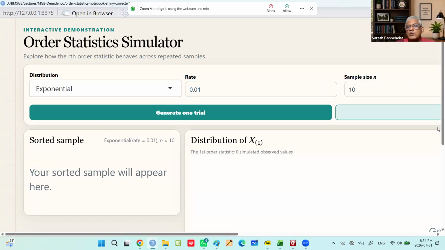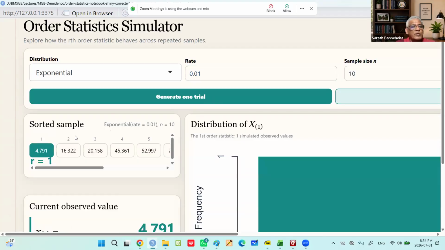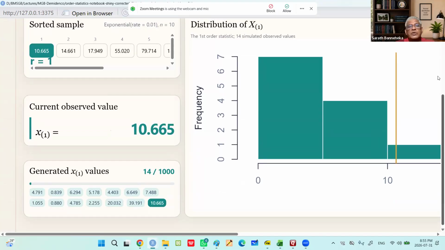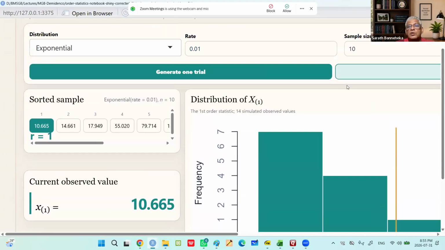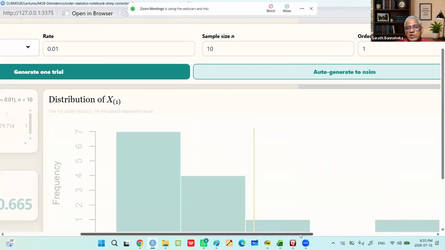Let me now, as previously, generate a few observations manually. So I have this value as the first value here, second, okay. I'll do that again, a few values. So I have generated 14 values here. These are the possible values when the data are coming from an exponential distribution with mean 100, rate equal to 0.01. So let me do this about 1,000 times to see what the distribution looks like.